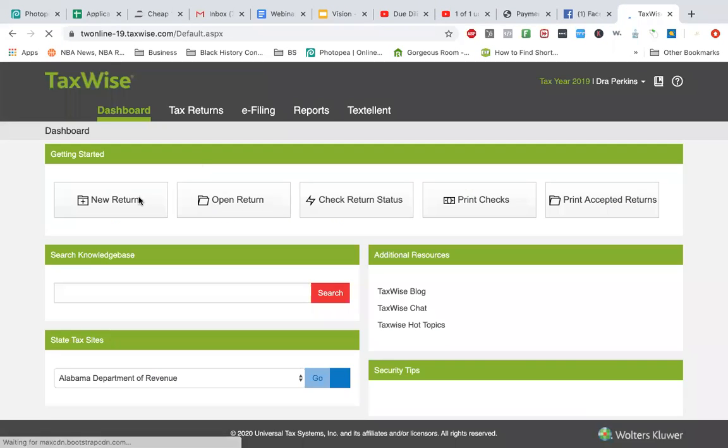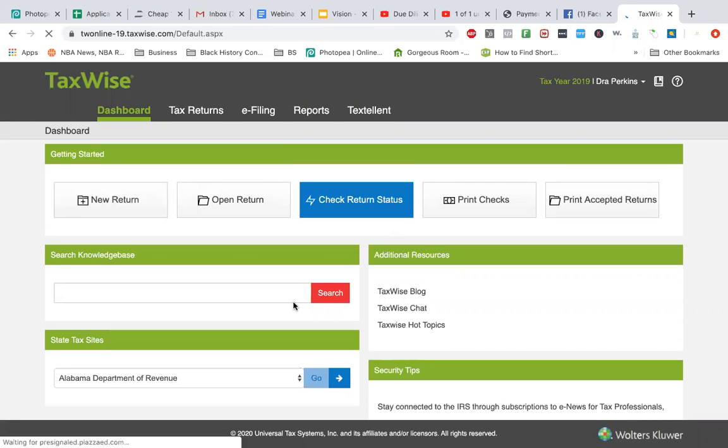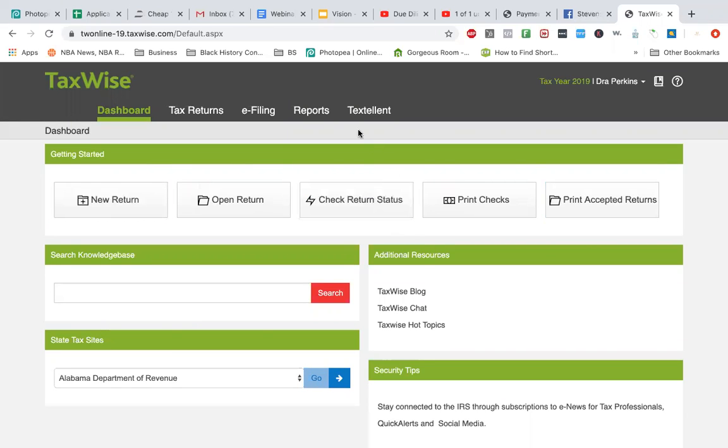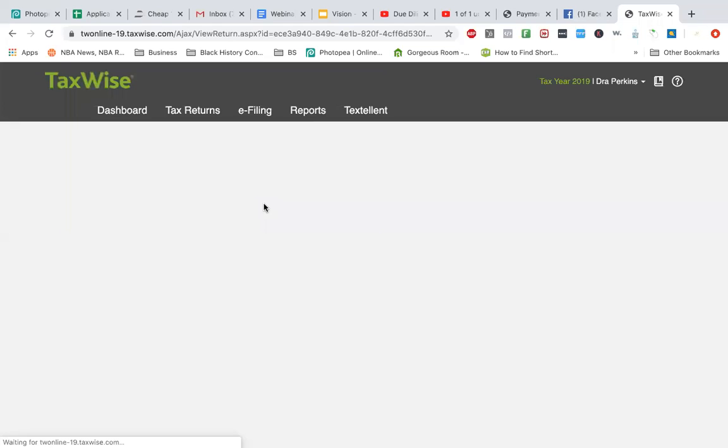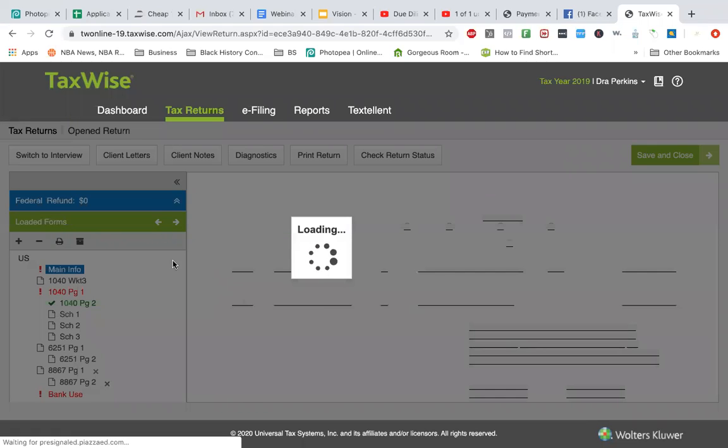All right. So I want you guys to get familiar with the platform. Some of the stuff you will not see on yours. You will not see e-filing, reports, text element, all this stuff you won't see. But on yours, I want you to go into new return. You can put in a fake social, whatnot. All right, and all I want you to do is go here, and even if you're not doing an estimate, just look around, get familiar with the platform.